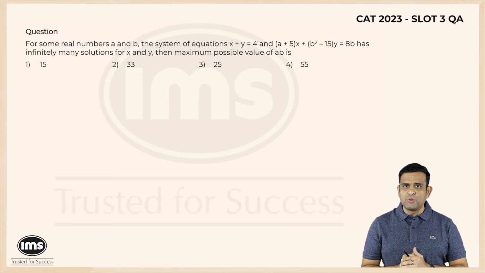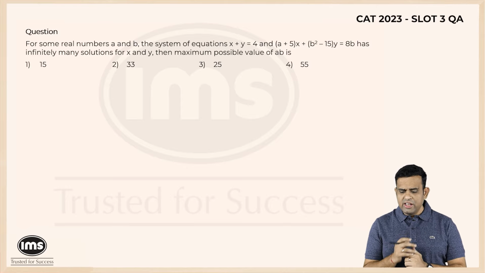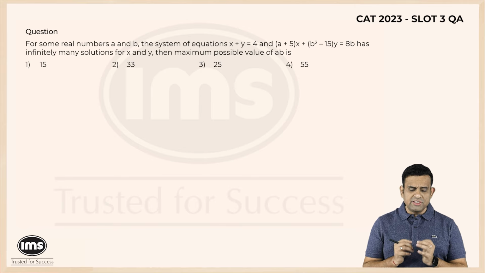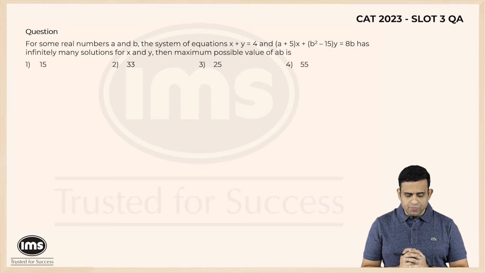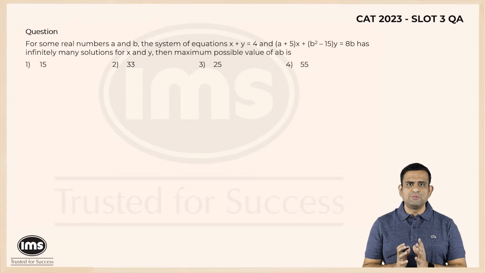In the next sum, it is given that for some real numbers a and b, the system of the equations x + y equals 4 and (a + 5)x + (b² − 15)y equals 8b has infinitely many solutions for x and y. Then what is the maximum possible value of a into b? So again, this particular question is asking you on a proper concept.